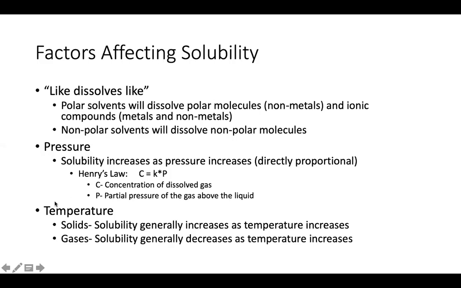Okay, and lastly, temperature. This has some exceptions to it, definitely, but I have listed the general rule of thumb. Okay, so as temperature increases, the solubility of solids typically increases. As temperature increases, the solubility of gases typically decreases. Okay, there's definitely exceptions to both of those rules, but as long as you know those general trends, that should square away if it shows up on a multiple choice question.